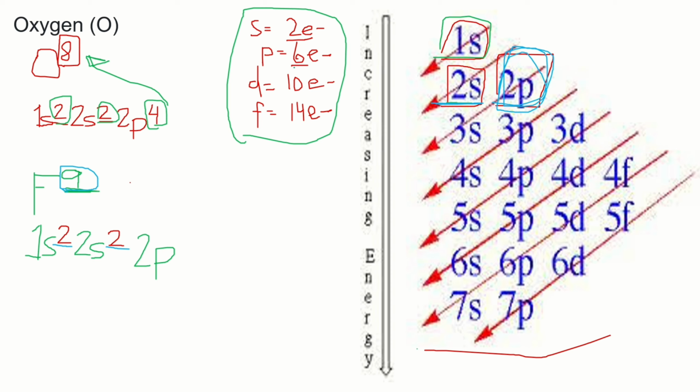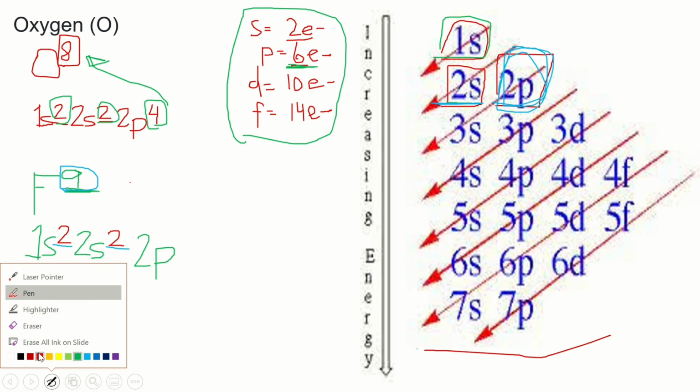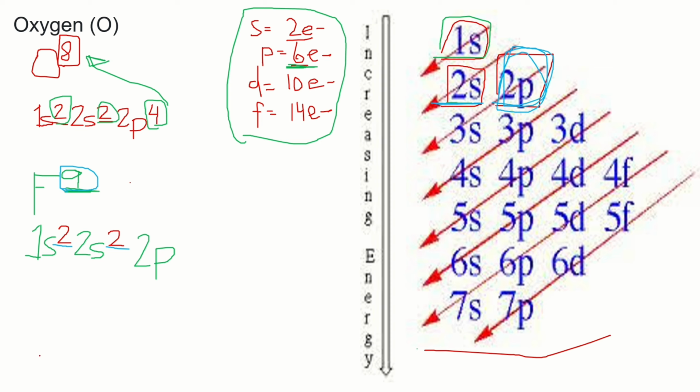And the p sublevel can hold how many electrons? 6. Okay. We only need 5 electrons. So let's write here 5 electrons. Total of 9 electrons. So this is the electron configuration of fluorine.